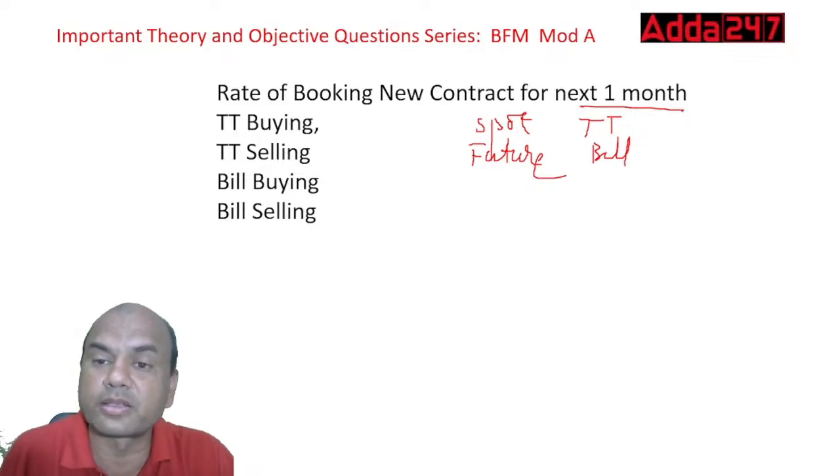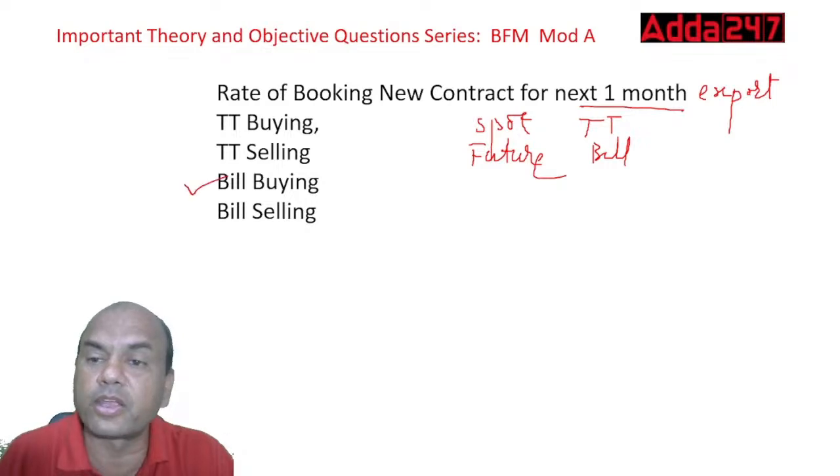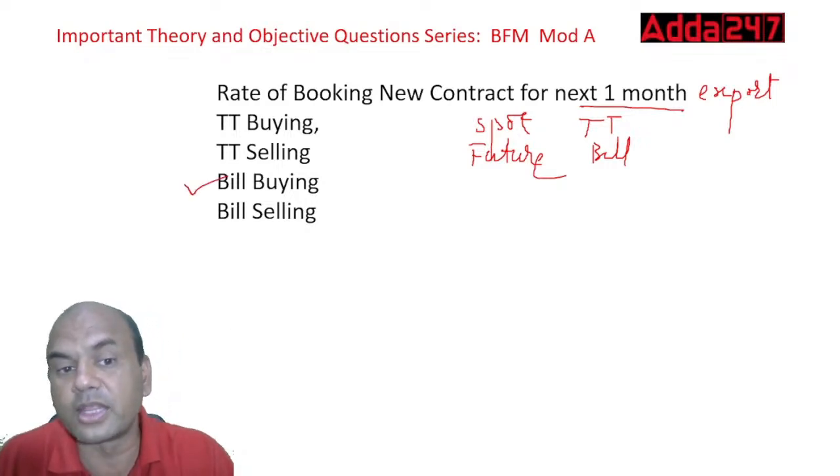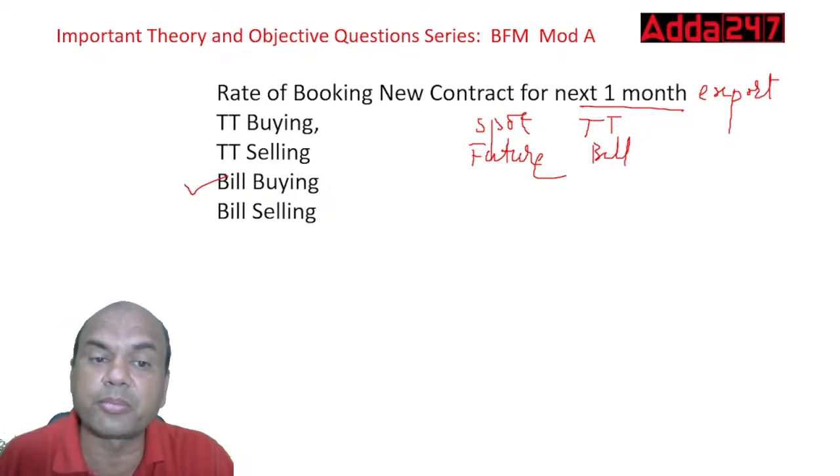Which contract? Suppose if I say export contract, export. So export means what? Buying. So I'll be using bill buying rate over here. If it's import, then I'll be using bill selling rate. So next 1 month export, the question is given, then you'll be doing it at bill buying rate.